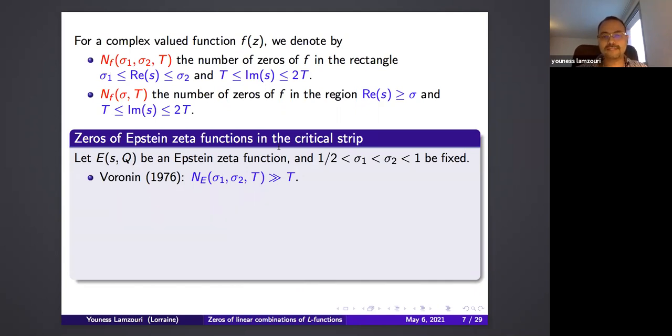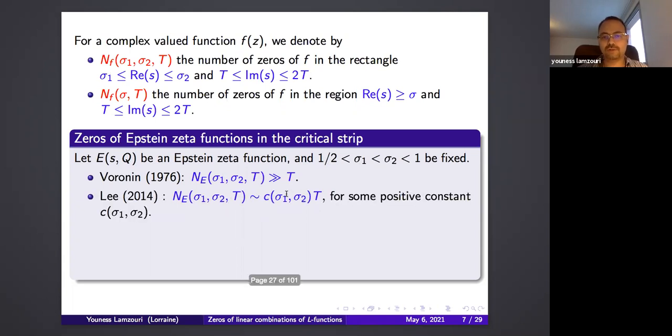So Voronin in 1976, and here we assume, well, I forgot to write this, but we assume that the class number is greater than or equal to 2, otherwise these results do not hold. So Voronin in 1976 proved that there are quite a lot of zeros. There are at least a constant times T zeros in any strip sigma 1 strictly less than sigma 2 inside the critical strip, to the right of the critical line. And then Yuk-Kam Lee improved this to an asymptotic formula, where this number of zeros is asymptotic.